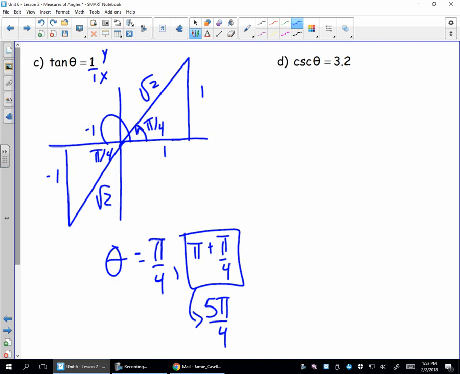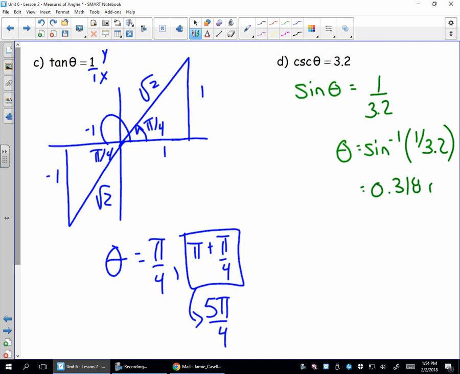And then I got a decimal one. What do I do with decimal ones? Well, decimal ones, I'm going to need to use my calculator. But I can't do cosecant on my calculator, so I need to think about what this is related to. Cosecant is the reciprocal of sine. In other words, it's flipped over. I'm going to need my calculator to do this because I don't have a special triangle that has a 3.2 in it. Be careful that my calculator is still set in radians though, because we're talking about radians here. If we do that, we get 0.318 rad.